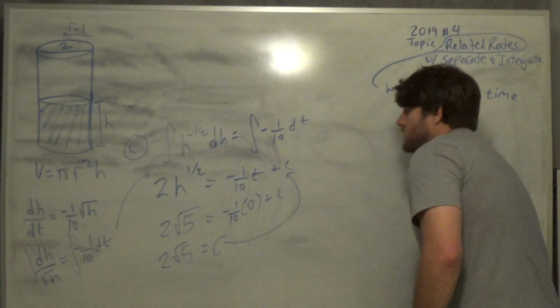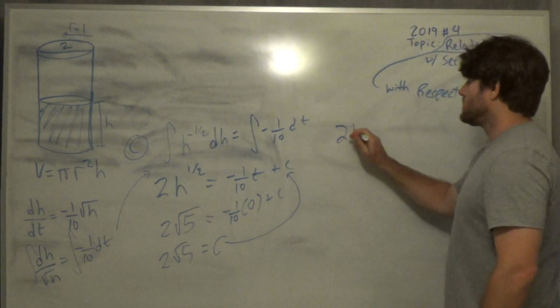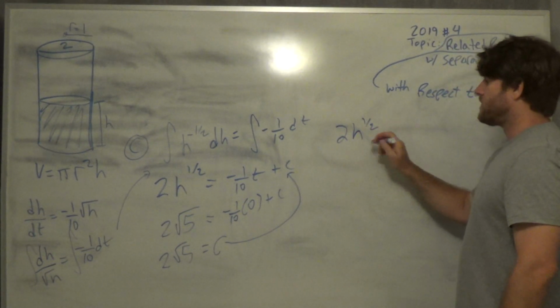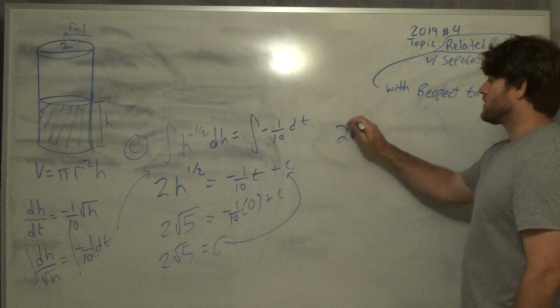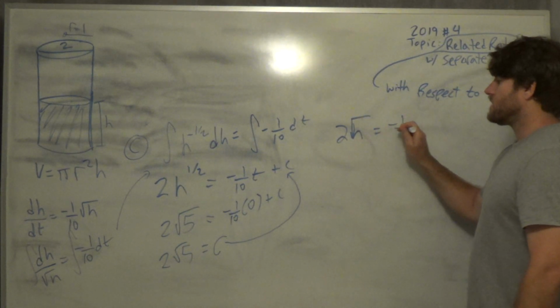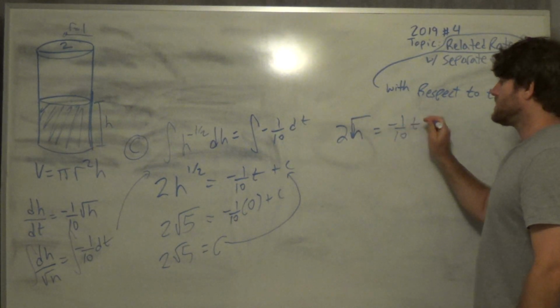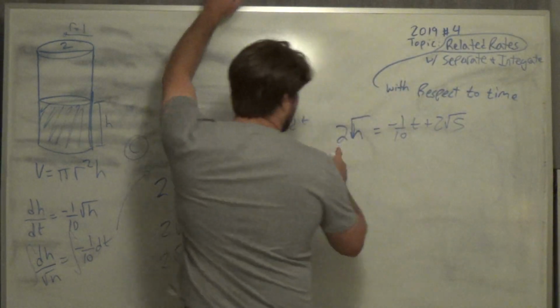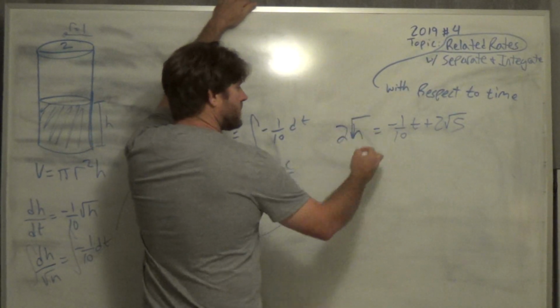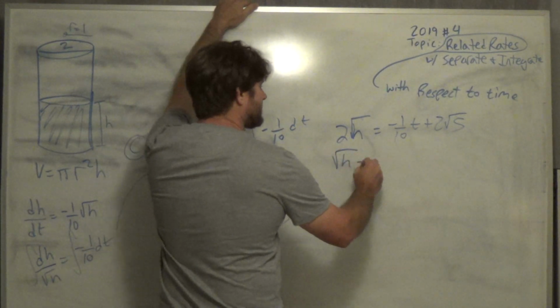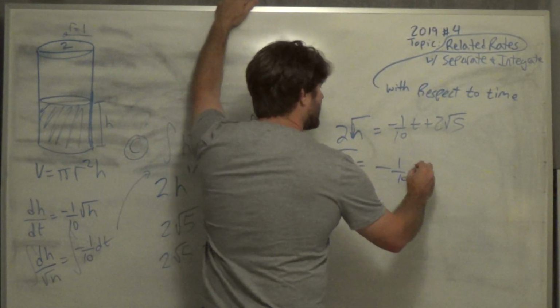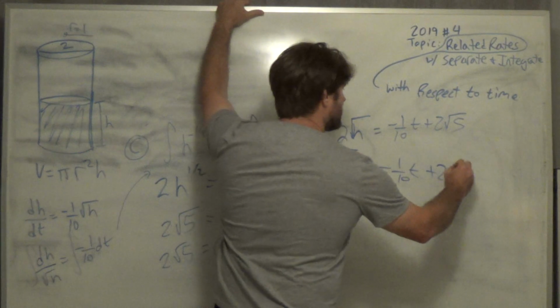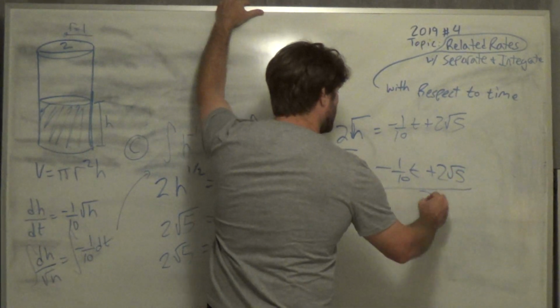All right. So I have 2h to the 1/2, or I like thinking of it as 2 square root of h, equals negative 1/10 t plus 2 square roots of 5. All right. So I need to divide by 2, and then I need to get rid of the square root by squaring. So I'll divide everything by 2. There's a much cleaner way of doing this. I'm just trying to get points. I'm just going to divide it all by 2.